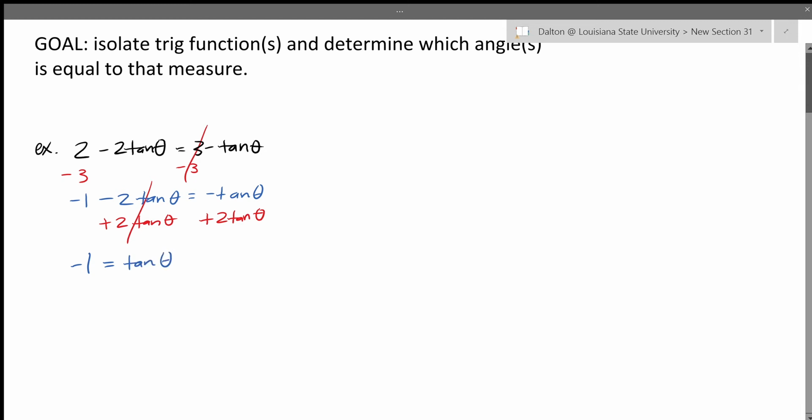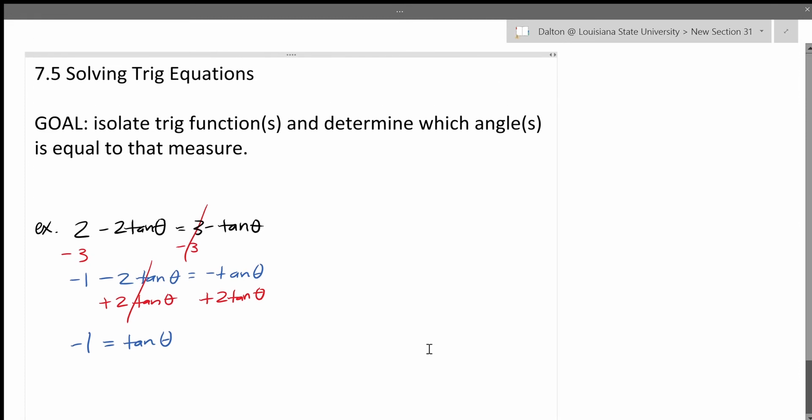Now, we could technically solve for theta. We know that the inverse of tangent is tangent inverse, so then we could say theta is tangent inverse of negative 1. But the problem with using your calculator is that it is only going to give you one answer. We need all of the answers possible between 0 and 360 degrees. So for the sake of this entire page and in the future of trig equations, our answer for theta is going to be between 0 degrees and 360 degrees.